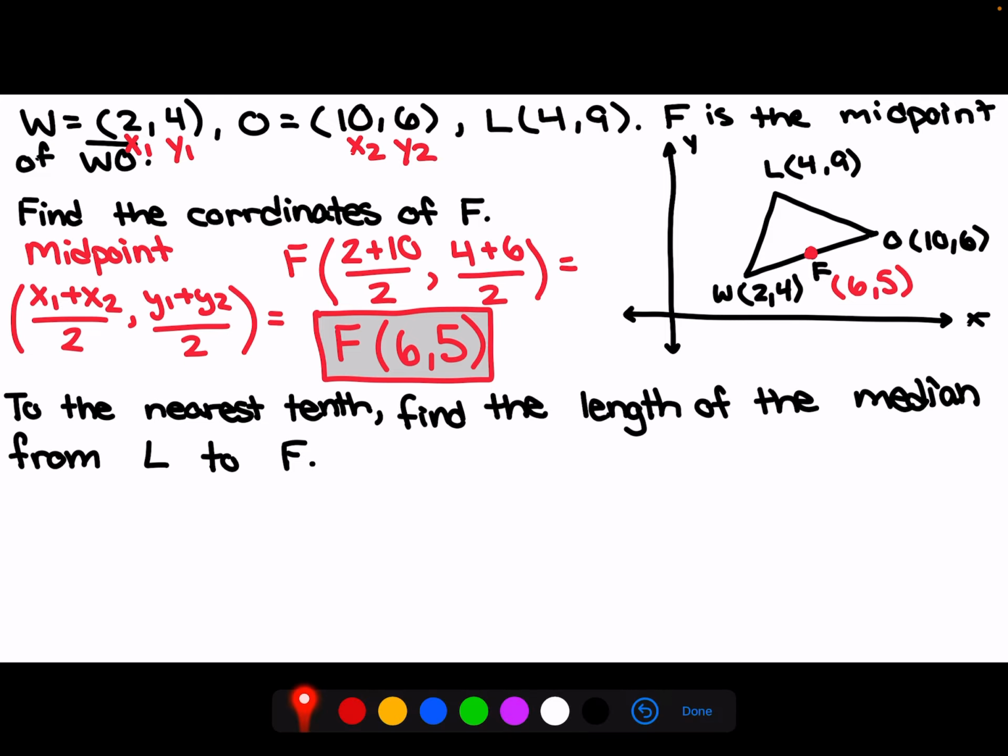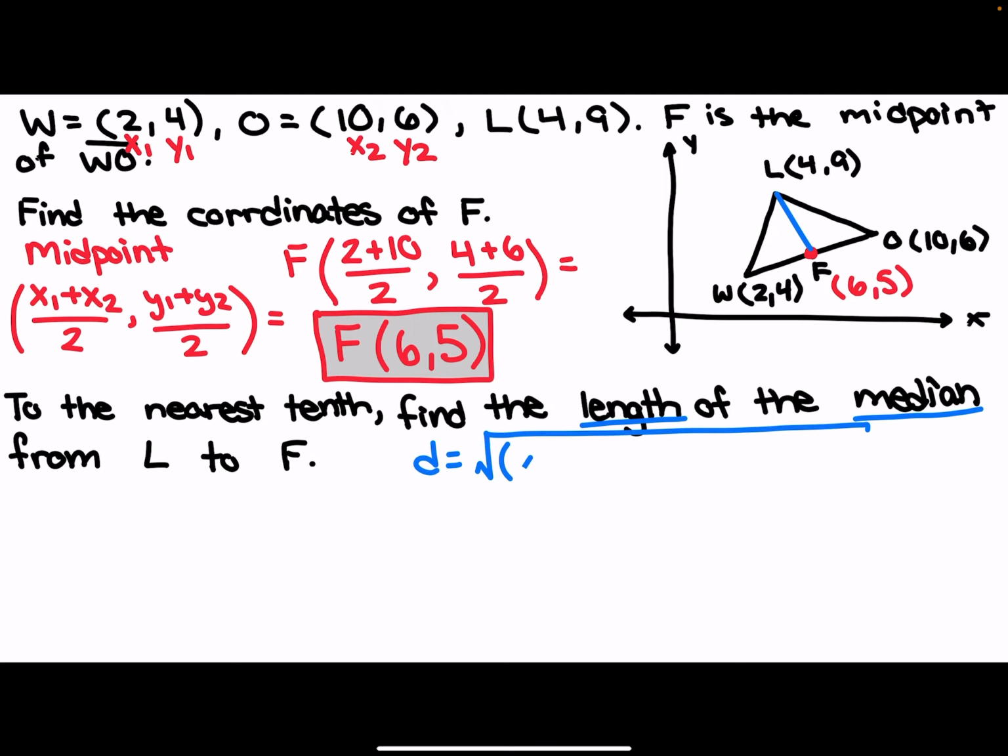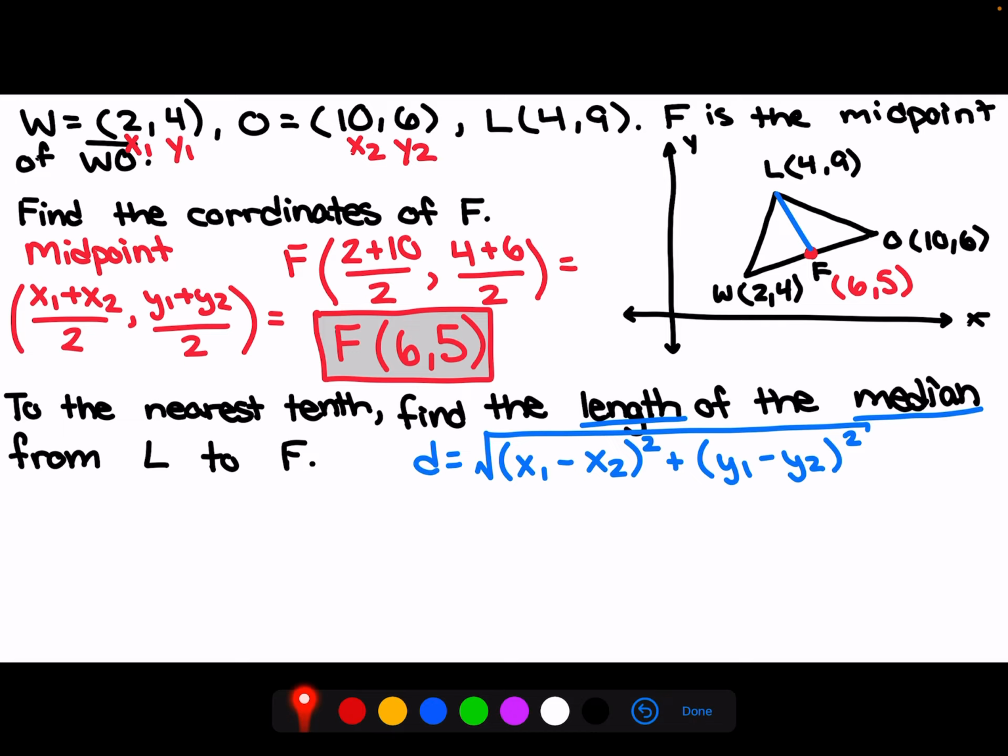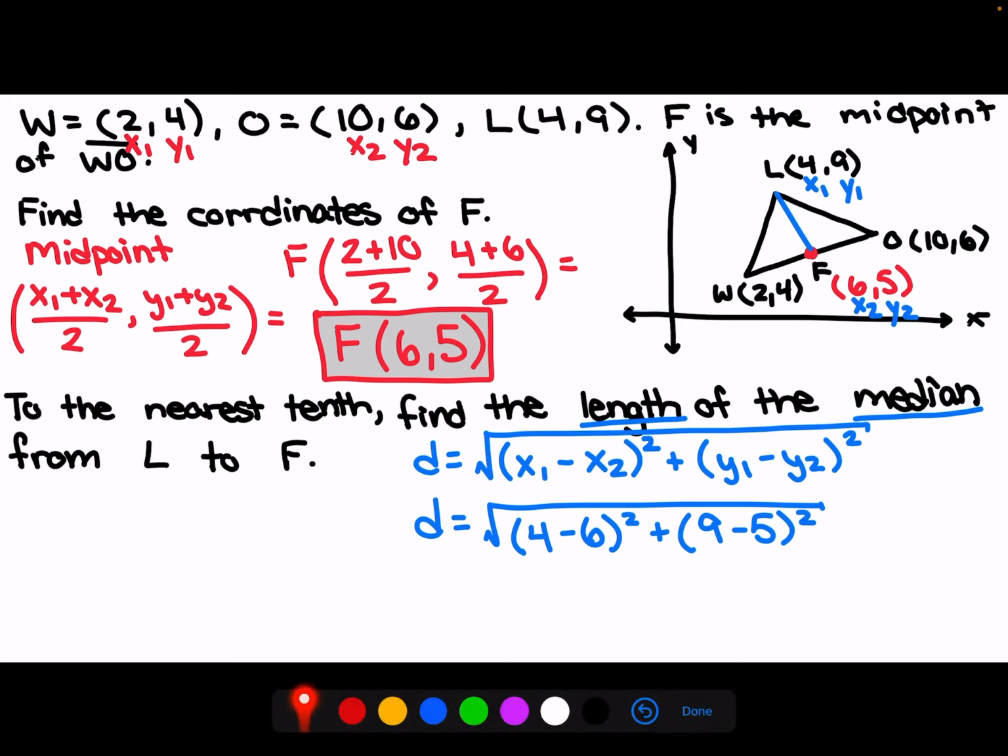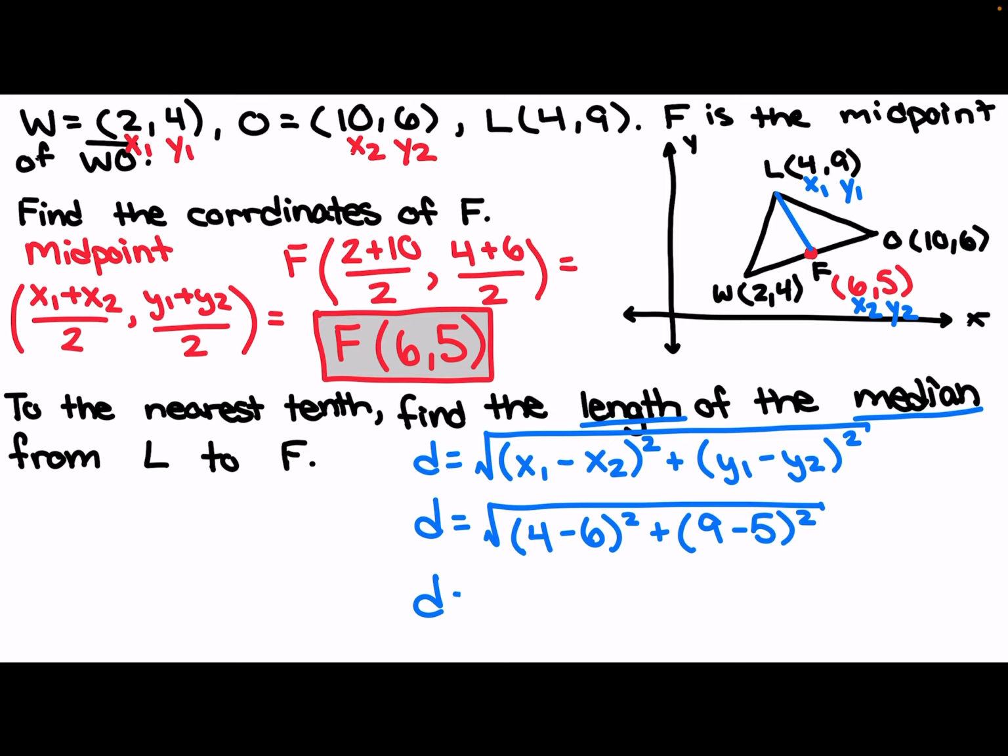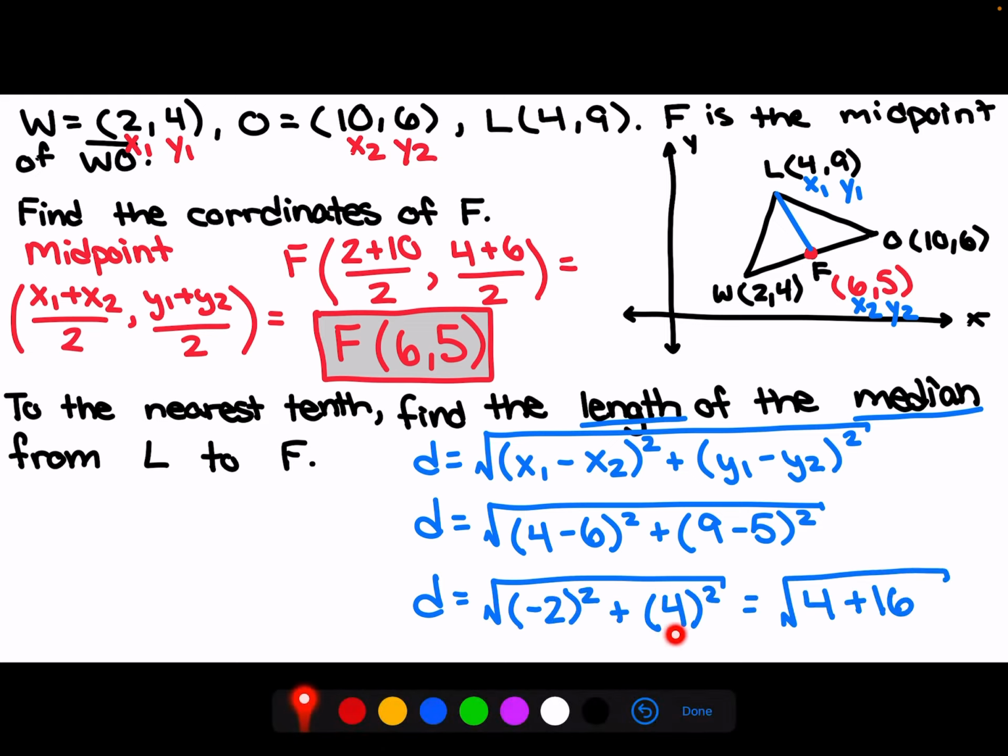Next, we need to find the length of the median from point L to point F. So we'll use the distance formula once again. Distance formula is equal to the square root of (x1 minus x2) squared plus (y1 minus y2) squared. Plugging in the points L and F, this will give us distance is equal to the square root of (4 minus 6) squared plus (9 minus 5) squared. 4 minus 6 is negative 2, 9 minus 5 is 4. Negative 2 squared is 4, and 4 squared is 16.